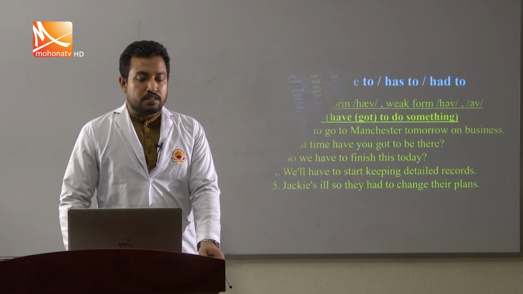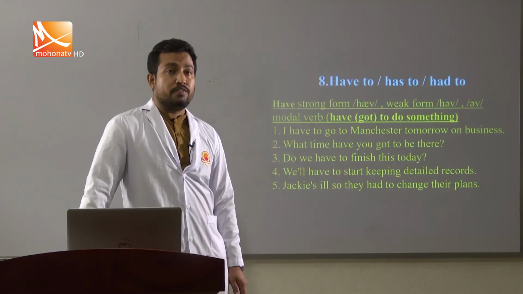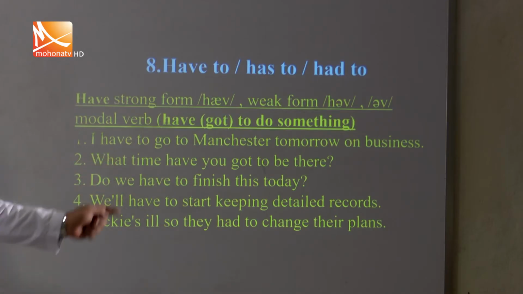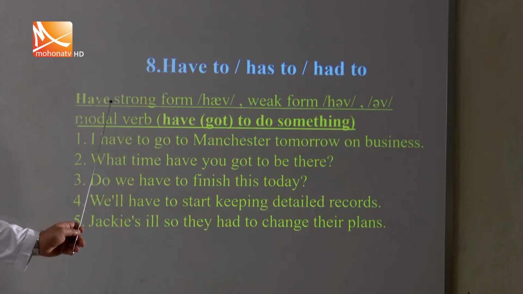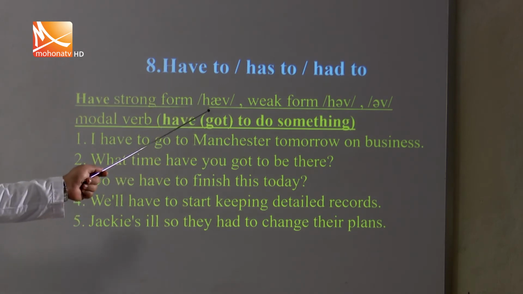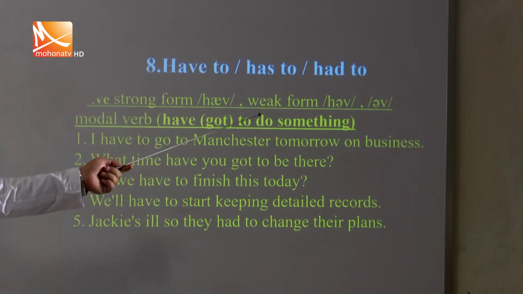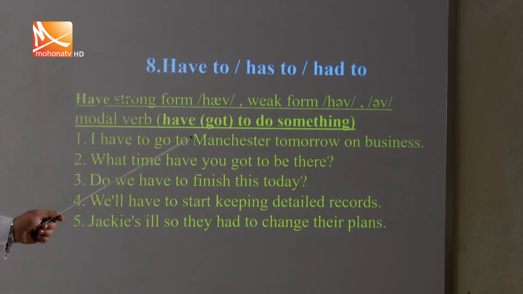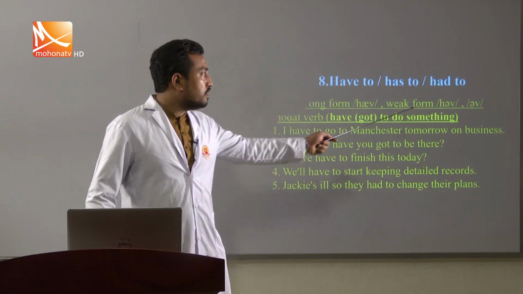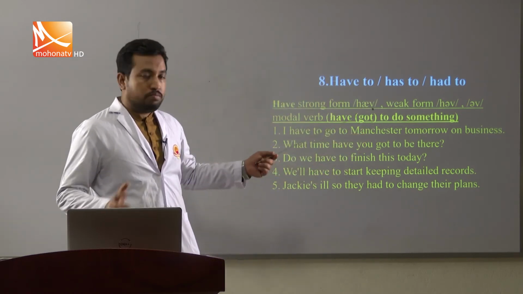Next one, number 8, here. This is also a very common form of verb, have to. It is also called modal verb, have to, has to, had to, like this, or semi-modal verb. There are two sounds, like have or have. The stronger one is have: I have a lot of friends. Or we can say have: I have few friends here, like this. So, there are two sounds, a stronger sound and a weaker sound.